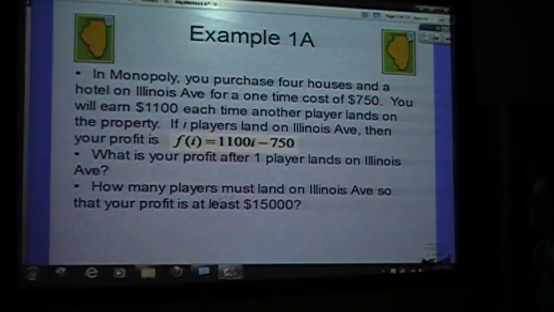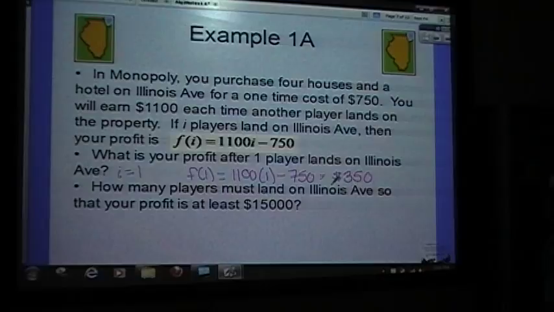So what will the profit be after one player lands on it? That's asking what will the profit be if I equals 1. So this time we're looking at f of 1. Wherever I see an I, I'm going to plug in a 1 instead. 1,100 times 1 minus 750. And we get our answer of $350.